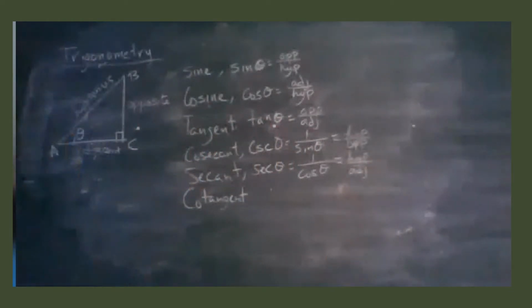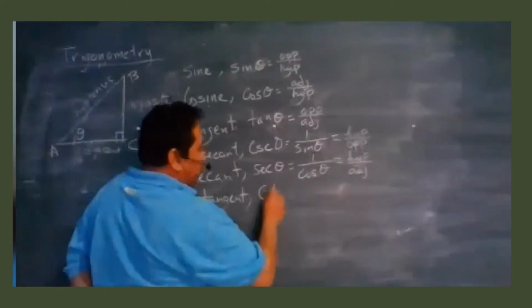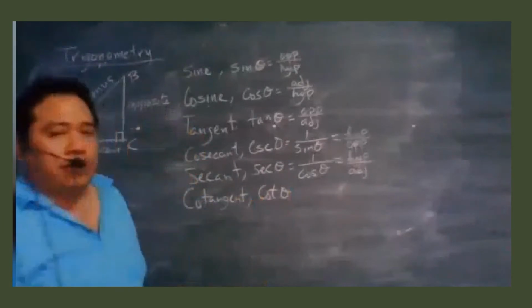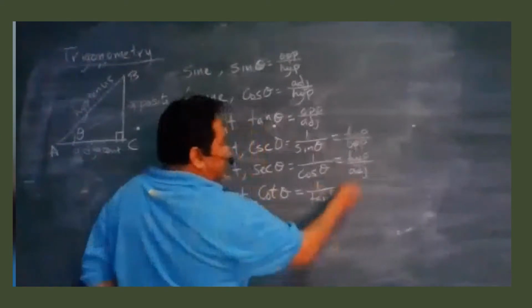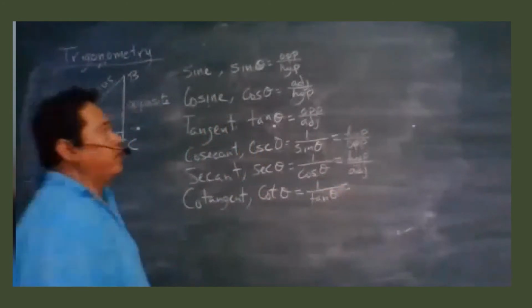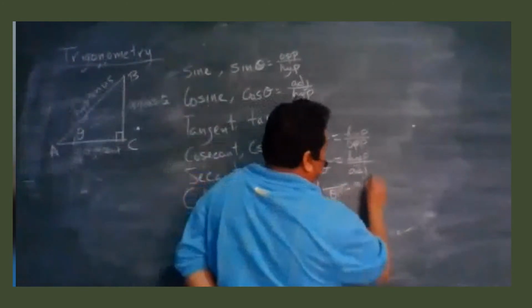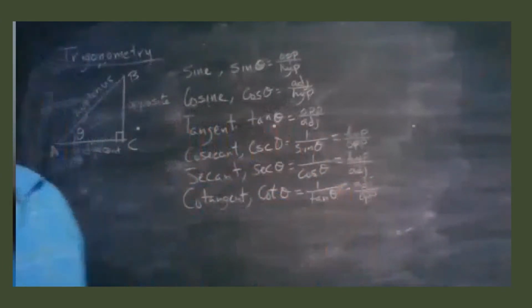Alright? And then lastly, the cotangent ratio is the reciprocal of the tangent ratio. So if I were to write it as a formula, I would say that cotangent theta, or cot, C-O-T, is 1 over the tangent of theta, which again, if I am to write it as a ratio itself, it would be adjacent over opposite, which of course is the inverted form of tangent.